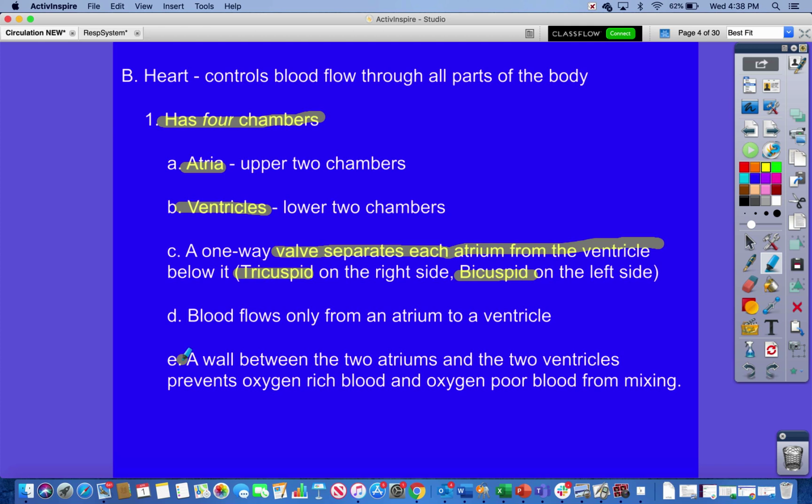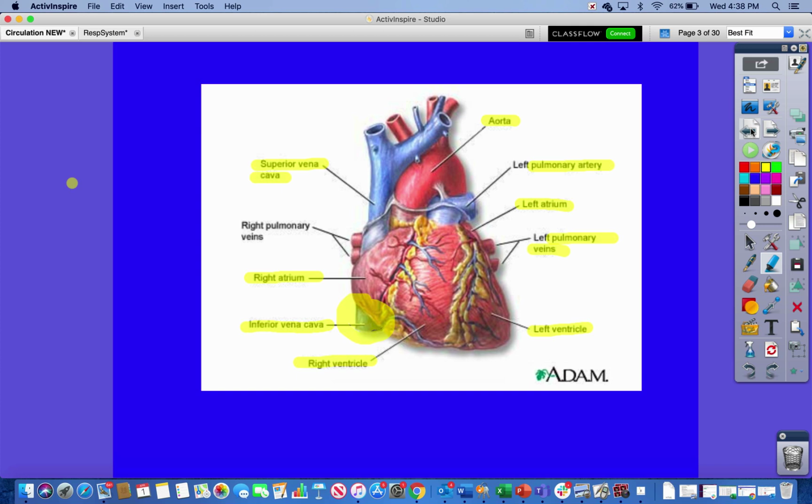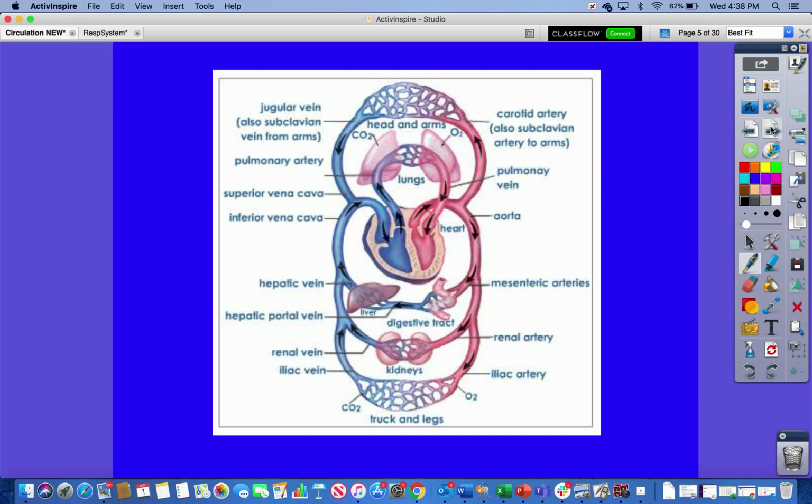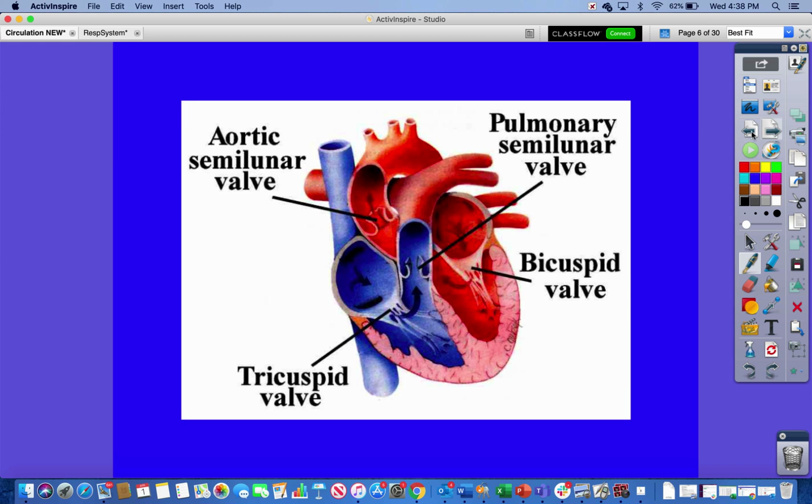There's also, it's worth noting, a thick wall between the two atria and the two ventricles. We never want blood to mix from the right side to the left side. So there's a thick wall. If we were to cut this heart open, there's a thick wall here. It's called the septum, and that makes sure that no blood transfers from one side to the other. It can go from the right atrium to the right ventricle, but never to the left side. Reason for that is we need to keep our oxygenated and deoxygenated blood separate.